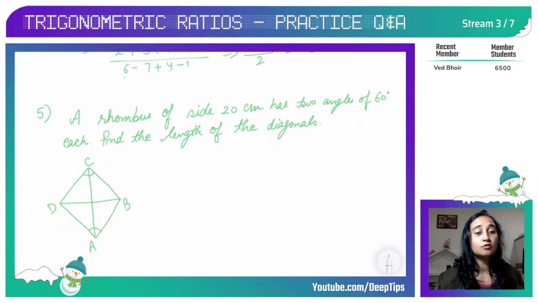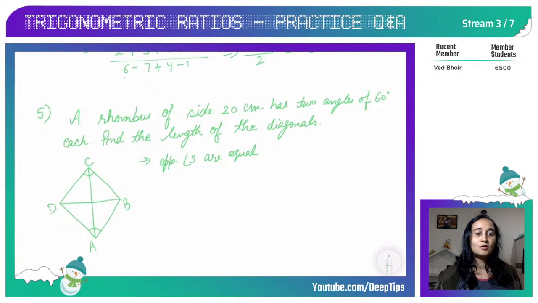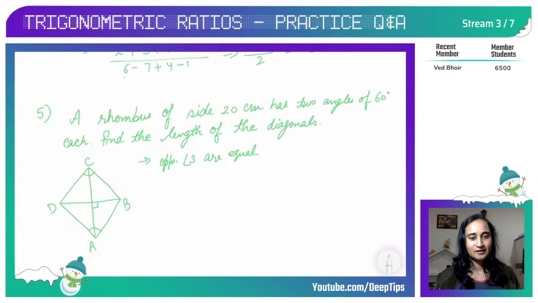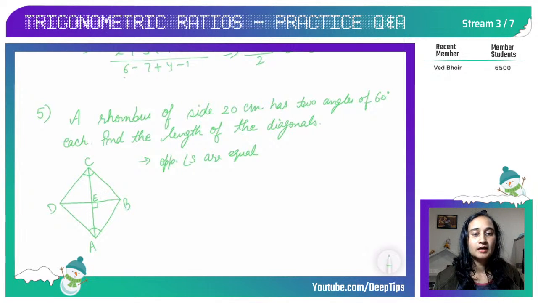Okay, so now how do we do this? My first property that I know is opposite angles are equal. I know this property, so that's why I marked it. Now I should know some information about the diagonals also to solve this question. So I know that diagonals of the rhombus bisect each other at 90 degree. So let's mark a 90 degree angle here. So I got my right angle triangle now. Correct. So AC and BD are intersecting at point E.